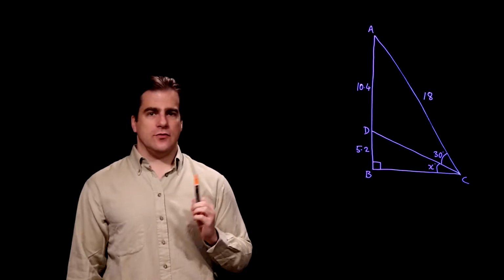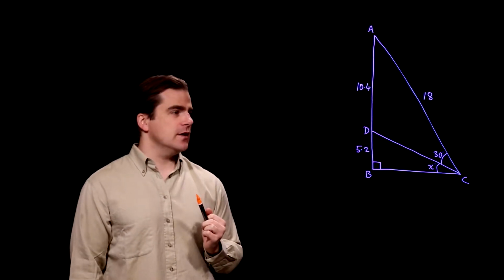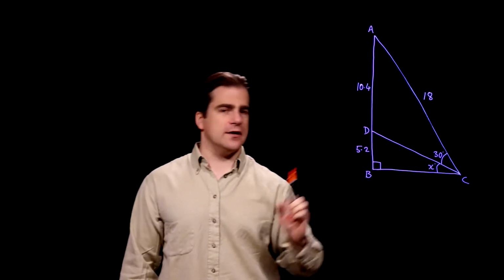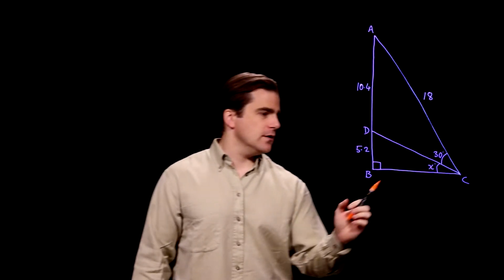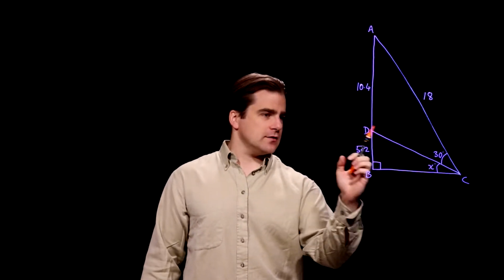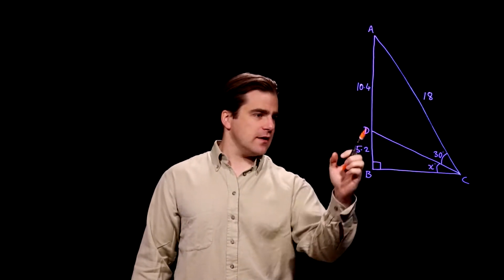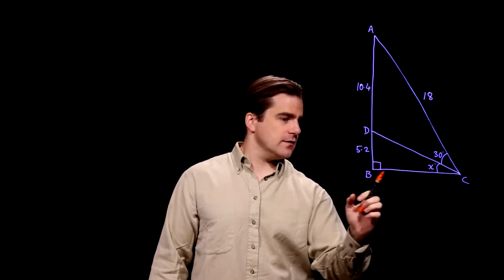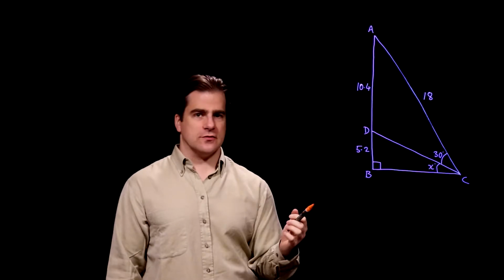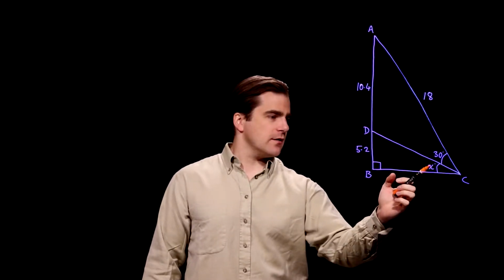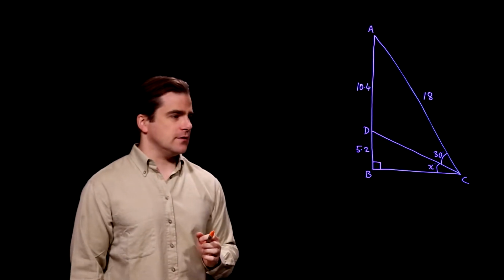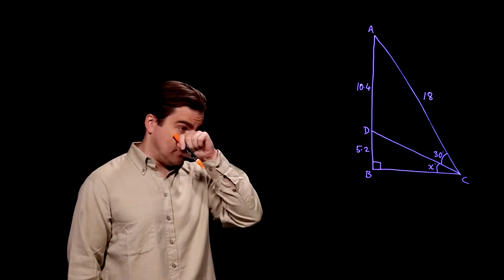Now, I'm going to show you two different approaches. The first one, we're going to focus on this smaller triangle here. We want that angle. We know that this side is 5.2. So if we knew this side, we could use sine, cos, tan to work out the angle, because then we'd have two sides and the angle. So let's do that.